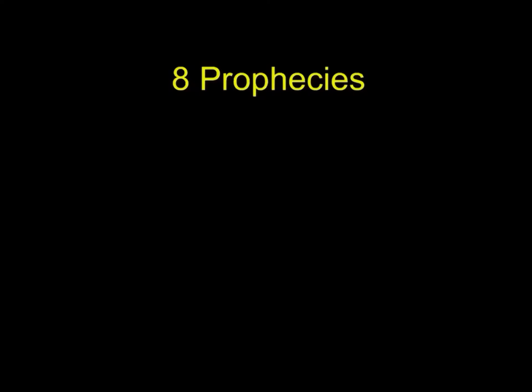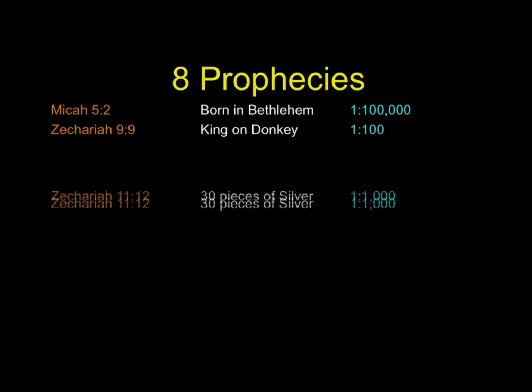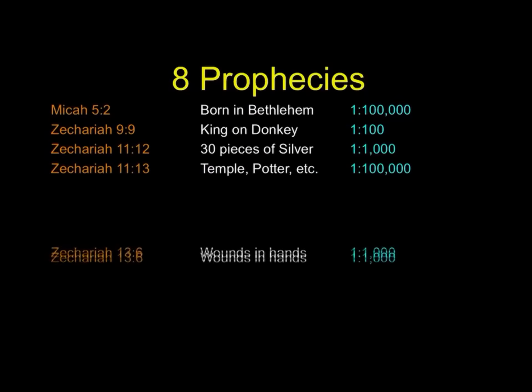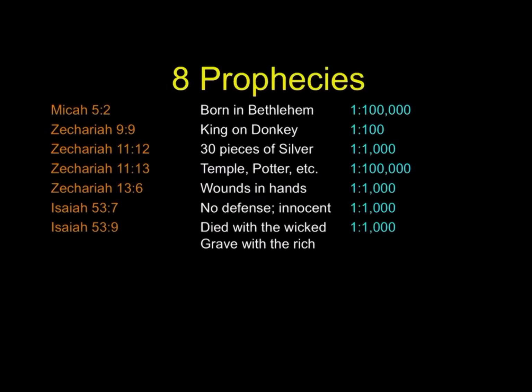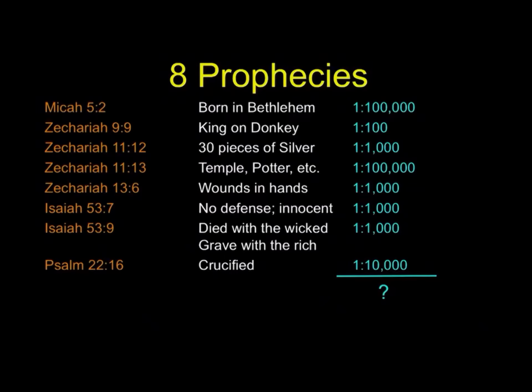So what I've done here, we've concatenated a list of prophecies. Born in Bethlehem, king on a donkey, 30 pieces of silver, temple potter, and all that business. Wounds in the hands, no defense, though innocent. Died with the wicked, grave with the rich, and crucified. What's the probability of a particular person having fulfilled all 8 of them?